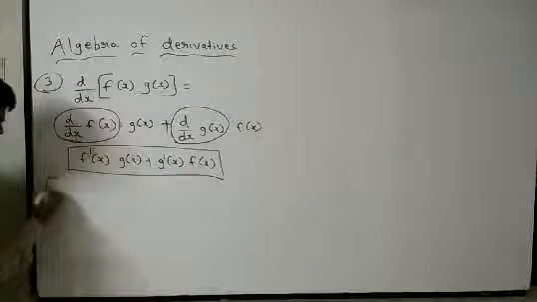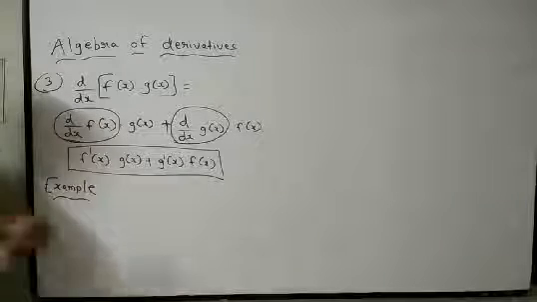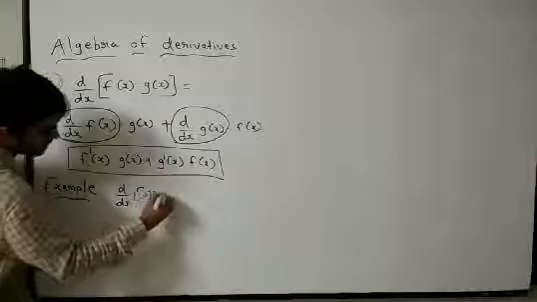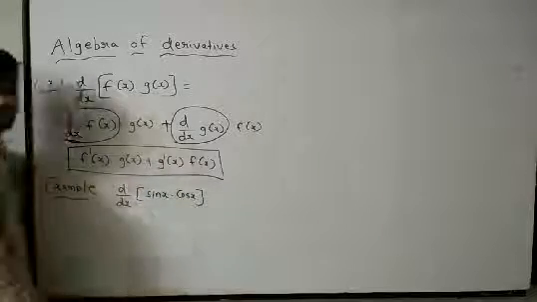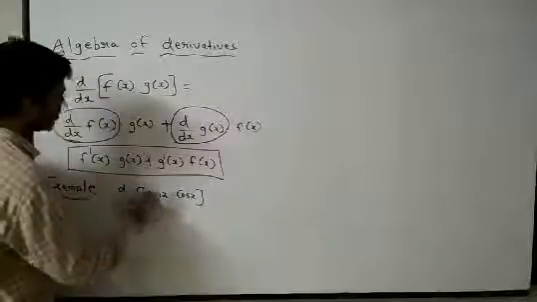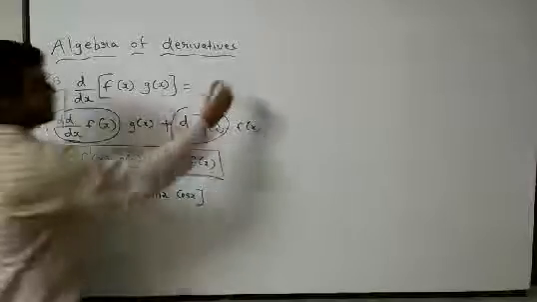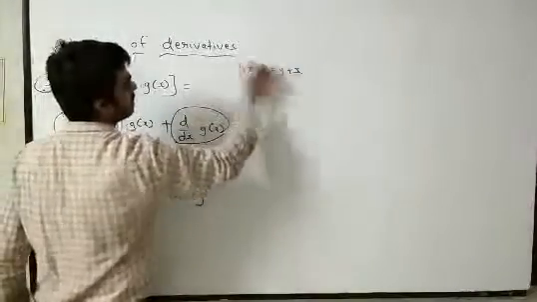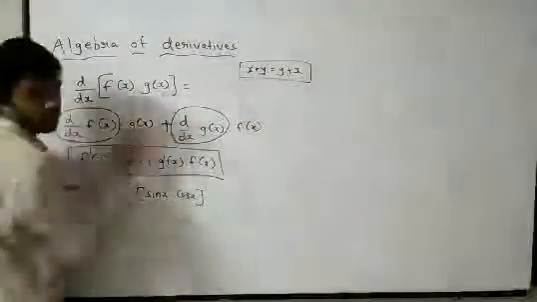Now consider one example, then you will understand it very carefully. Listen, here you have to find d by dx of sin x into cos x. Here it is a multiplication sign. You can do this first and that second, since you know that x plus y is equal to y plus x, so this is not a problem.